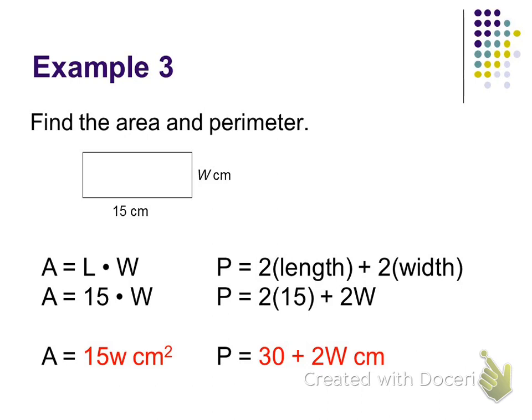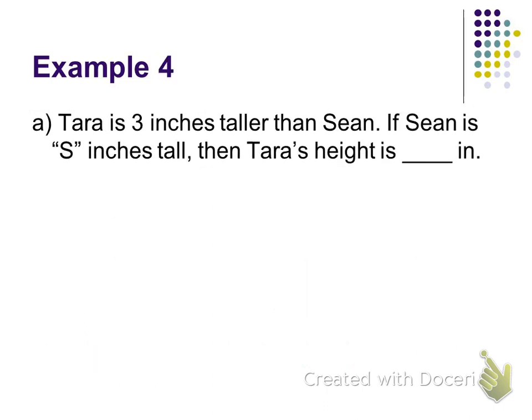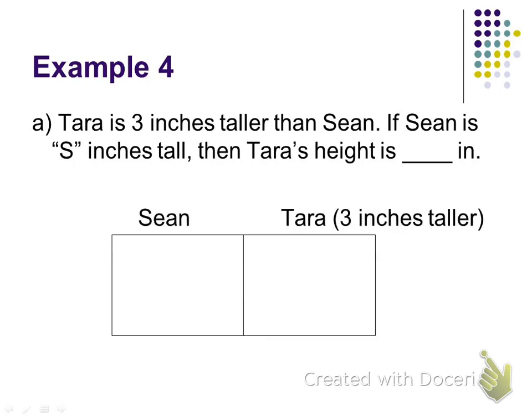And that's 1.4 out of your book, the expressions. Any questions? All right, so when we get into solving equations, we'll look at a lot more problems like this, like real life problems. So we're going to practice how these are going to look. So A says, Tara is 4 inches taller than Sean. If Sean is S inches tall, then Tara's height is blank inches. So to do something like this, we're going to set up these rectangles just to keep ourselves organized.